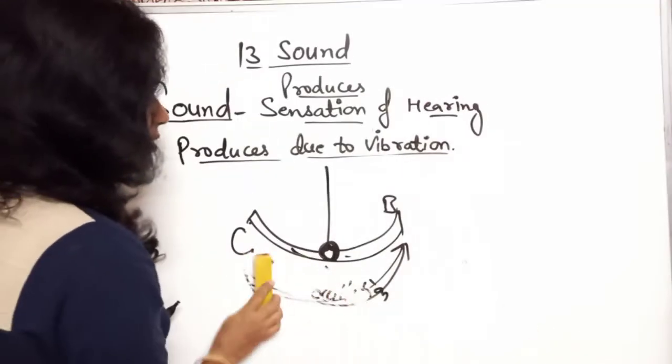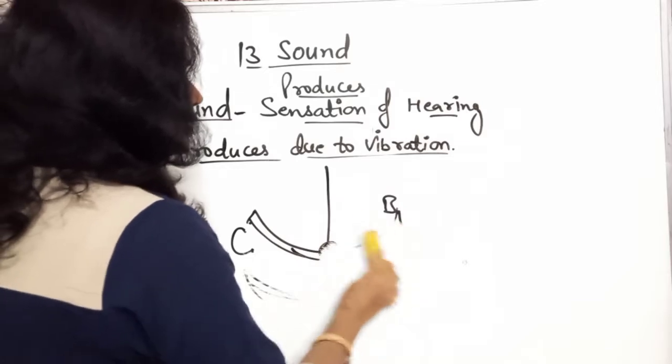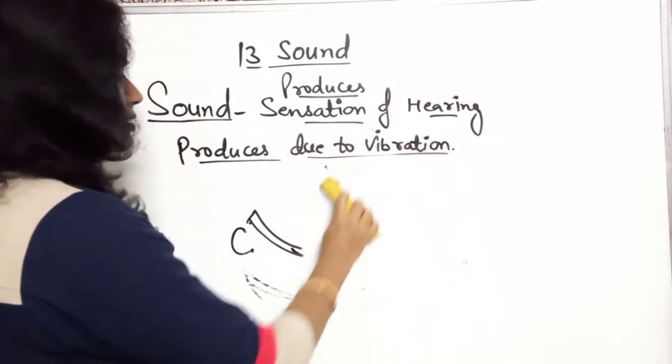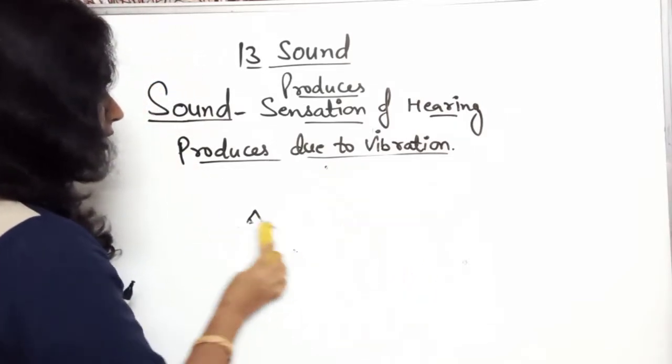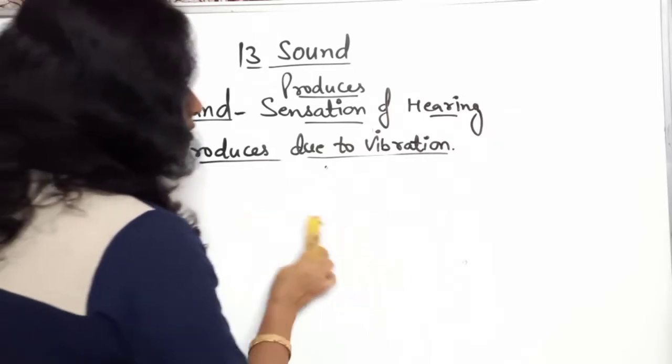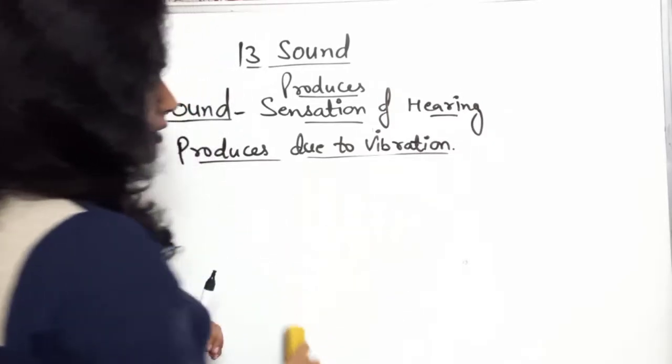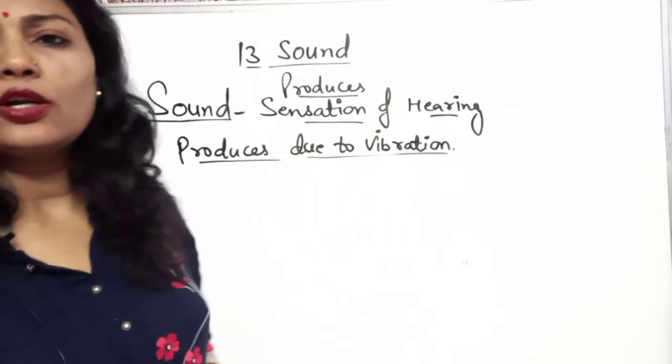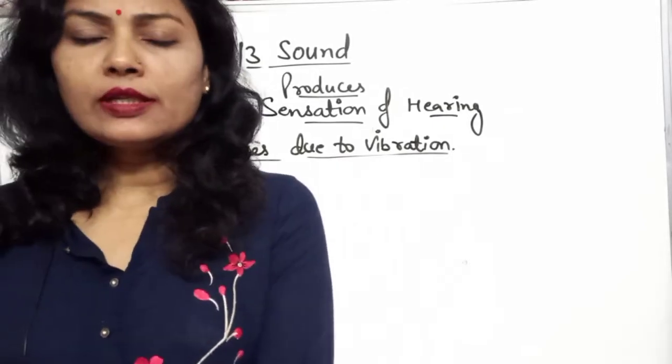Okay. So oscillation means to and fro motion, or back and forth motion. You can say that back and forth motion and to and fro motion will be the oscillation.